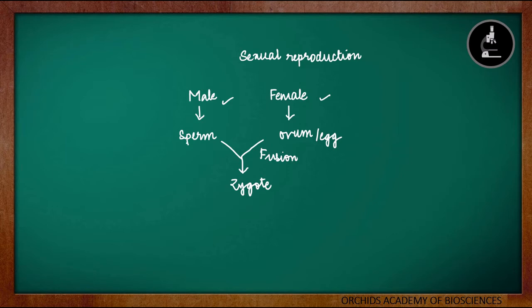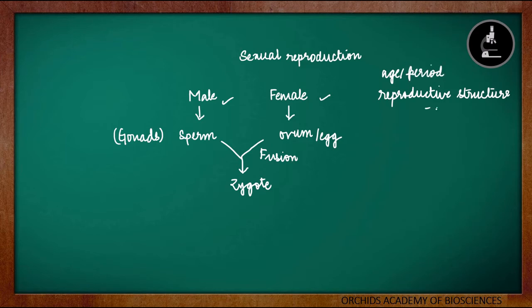The sex cells or gametes in human beings, which are sperm and ovum, are produced in certain reproductive structures which are called gonads. Gonads are different in males and females. We will discuss the gonads when we discuss the reproductive system in male and female in detail. Similarly, there are various other reproductive structures as well. These reproductive structures start functioning in our body at a specific age or period, when they become active as well as sexually mature. This age of sexual maturity is called puberty.